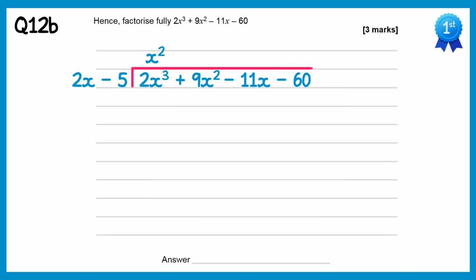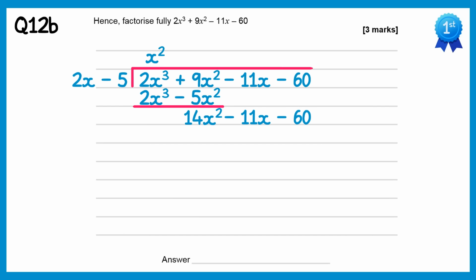We multiply this back through, so x squared times 2x gives you 2x cubed, and x squared times negative 5 gives you negative 5x squared. We can now subtract these. The 2x cubes would cancel, and then we have 9x squared take away negative 5x squared, which gets you 14x squared.